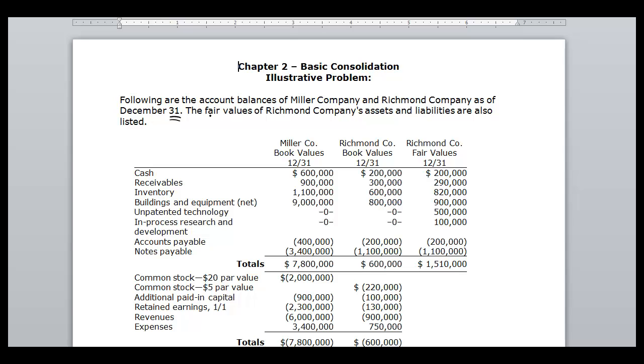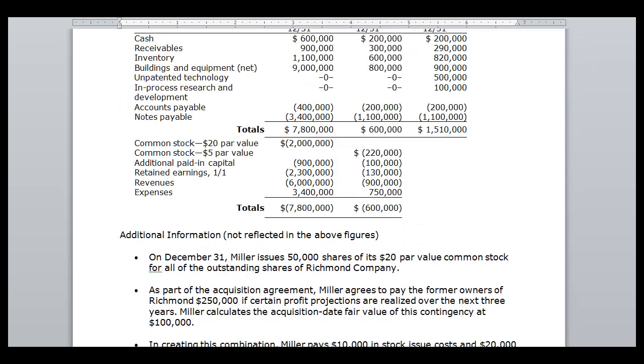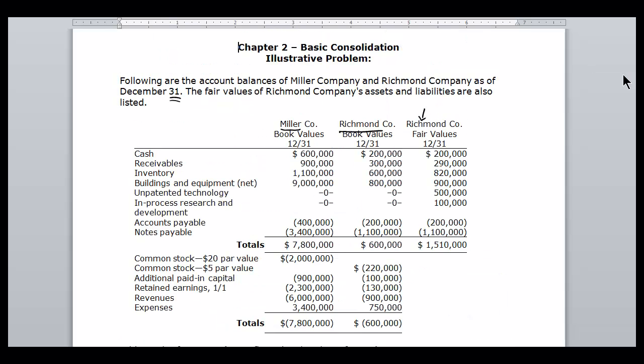In this problem, they give you the account balances, basically a balance sheet of these two companies at the date of the transaction, and Miller's going to be doing the buying, and Richmond is the investee, or the company being bought. And then we give Richmond's fair values over here, and of course that's important because we're going to use those fair values to account for this transaction. Now, before I move down there, sorry about that, let's go ahead and look at what the differences are.